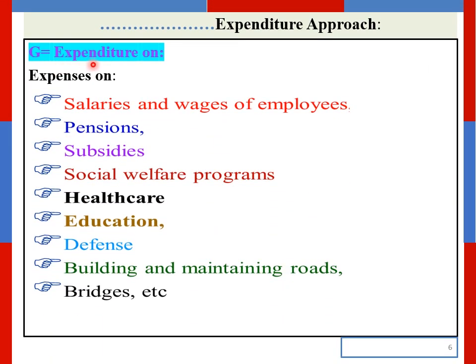What do we mean by the G or government expenditure? Here, the government can make expenditure maybe on the salary and the wage of the employees, pensions, subsidies, social welfare and programs, health care, education, defense, building and maintenance of the road, and again on the bridge.